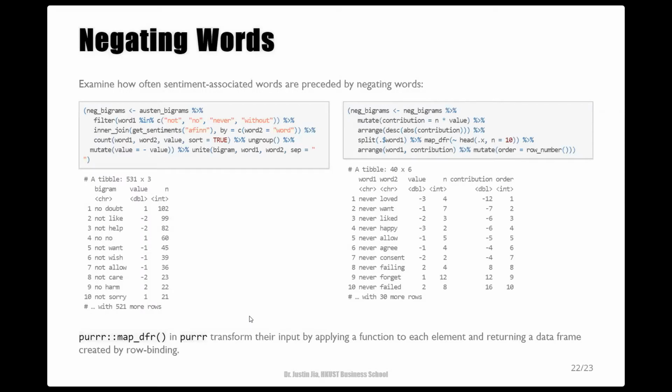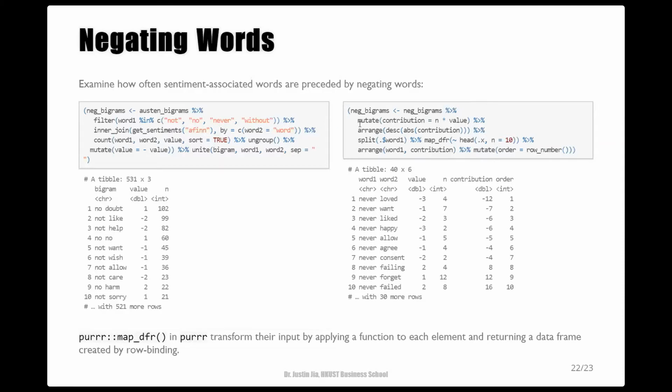Performing sentiment analysis on bigrams allows for examining how often sentiment-associated words are preceded by negating words. Here, I first use the filter function to zoom in on a set of bigrams starting with any of these four negating words. Then use the inner join function to drop all neutral words and keep only sentiment-associated words identified by the AFINN lexicon, and count their frequencies and assign them sentiment scores by negating the sentiment scores of the corresponding sentiment-associated words.